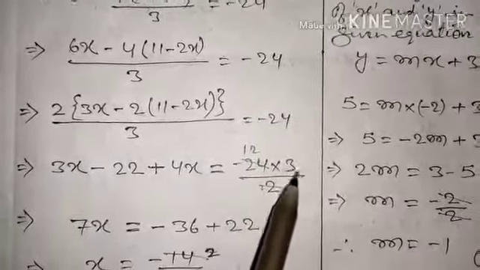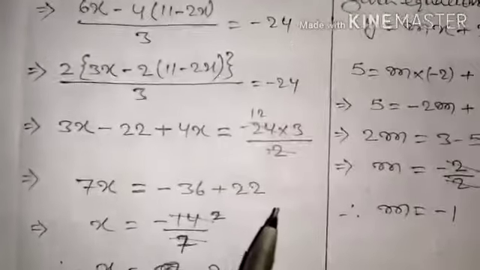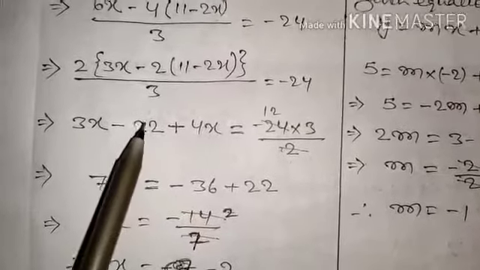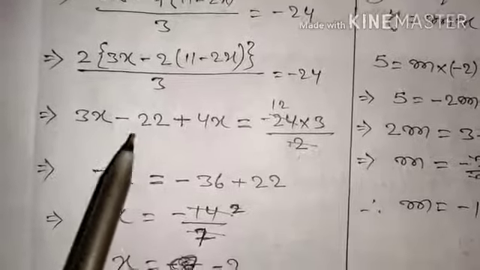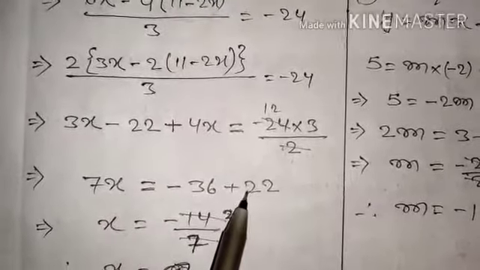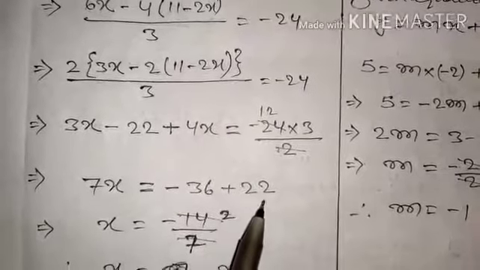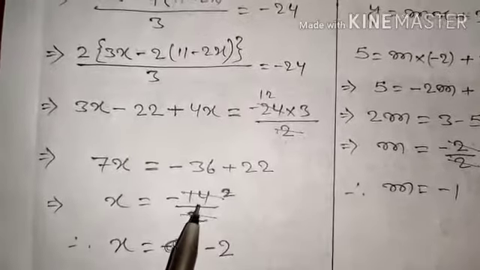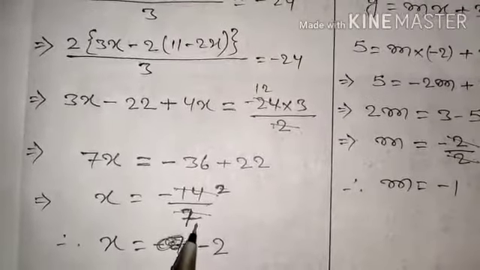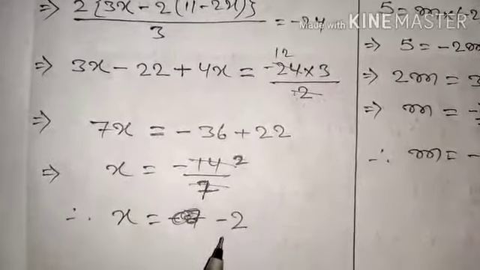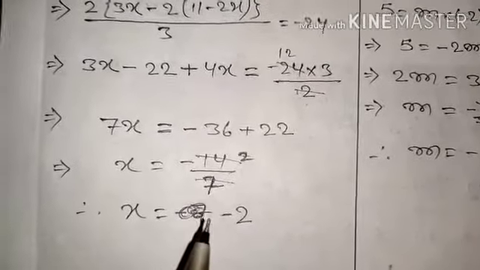12 times it will go, and 12 into 3, that is 12 3s are 36, so minus 36 I added in over here, and 3x plus 4x will become 7x, and this minus 22 will go to that side. It means we'll transpose it and its sign will become from minus to plus, so minus 36 plus 22 will become minus 14, and this 7 will come down in the cross multiplication method. So x is equal to minus 2. We get the solution of x, the value of x as minus 2 over here.